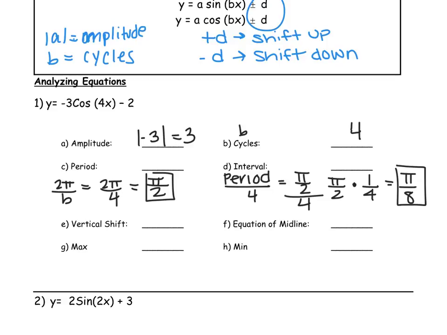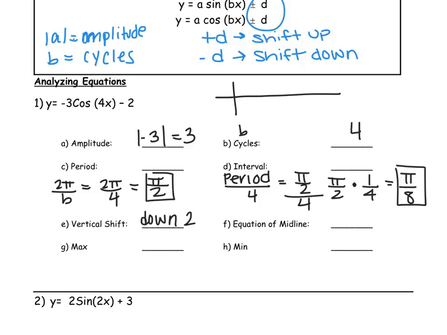Okay, now what type of vertical shift do we have? This is where we look at the outside, the plus or minus. Because it's a minus 2, that means the vertical shift is going to be down 2 units. So these next three parts, the equation of the midline, the max, and the min, can be seen if we just do a quick little sketch, which I'm going to draw over here.